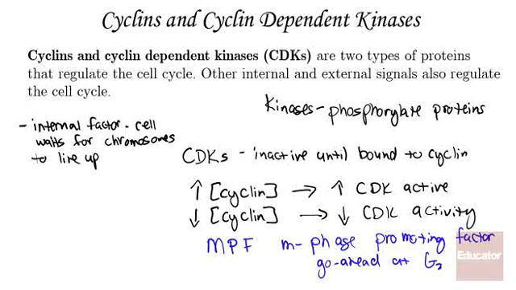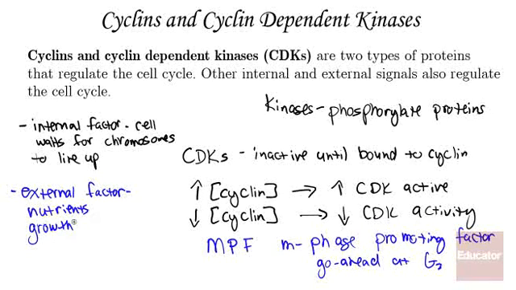Okay, a second type of factor: external factors. These are things that come from outside the cell. For example, nutrients. So even if the cell gets the go-ahead signal, if it's in a situation where there are not enough nutrients, that's probably not a good time to divide, because there won't be enough nutrients to support the daughter cells. Growth factors are secreted by cells and they induce other cells to divide. So they don't come from within the cell that's going to divide, they come from outside it.